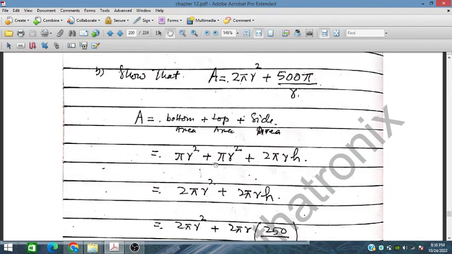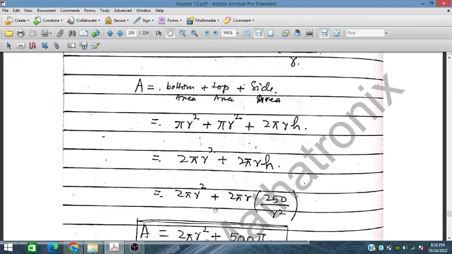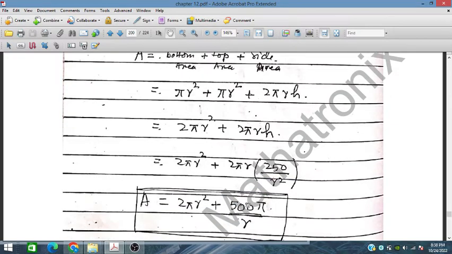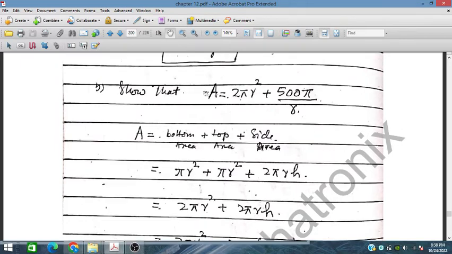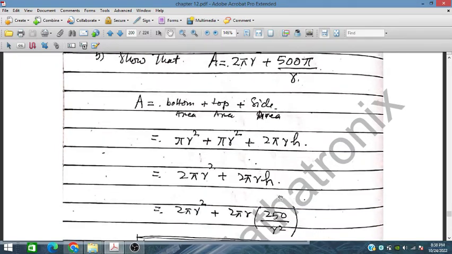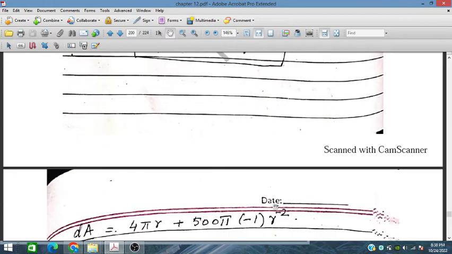So A is 2 pi r squared plus 2 pi r h. Substituting h, we get 2 pi r squared plus 250 multiplied by 2 pi r, that is 500 pi upon r. So this was the required area we had to show, and we have shown it here.